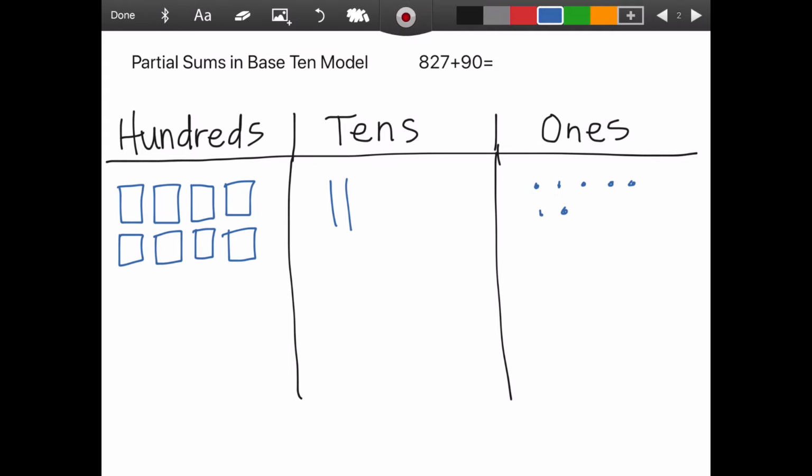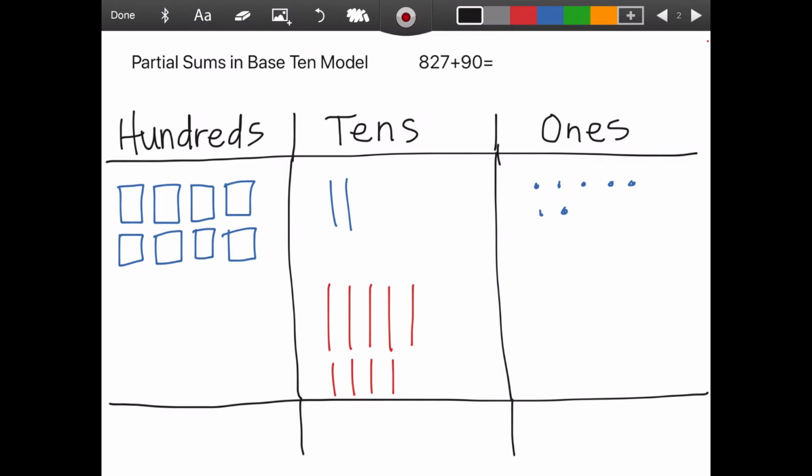Next I look at my second addend, which is 90. I'm going to switch the colors, and to show 90 there are 0 hundreds, so I'm not going to put anything in the hundreds place, but there are 9 tens. So I count out 9 tens, and then there are 0 ones, so I'm not going to put anything in the ones place either. Now remember that we're doing a partial sum strategy, so I'm going to add up the different parts and then add up all those sums.